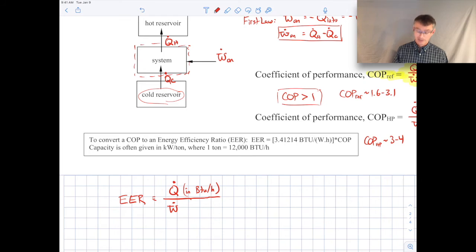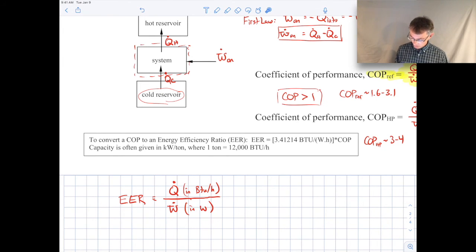So that already is kind of awful. But then the power in the denominator is in watts. So that's a metric unit. So now we have mixed units, the English system and the metric system all combined together. So that's how the energy efficiency ratio is defined. So it looks just like the coefficient of performance, but rather than being dimensionless, you've got a weird set of units that combines both English and metric units.